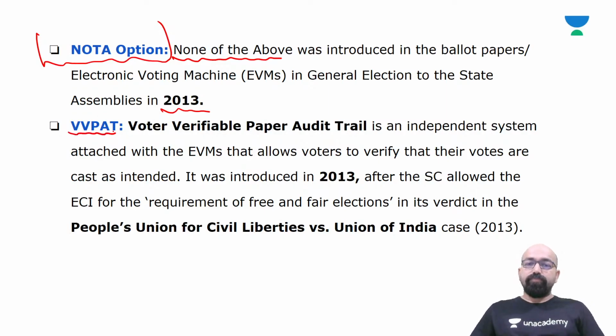VVPAT is an independent system attached with the electronic voting machine that allows voters to verify that their votes are cast as intended. It was introduced in 2013, after the Supreme Court allowed the Election Commission of India for the requirement of free and fair elections in its verdict in the People's Union for Civil Liberties versus Union of India case 2013.